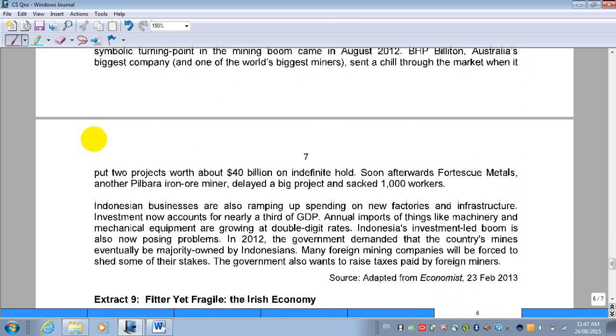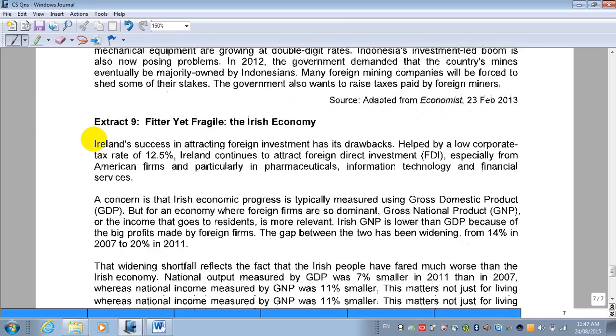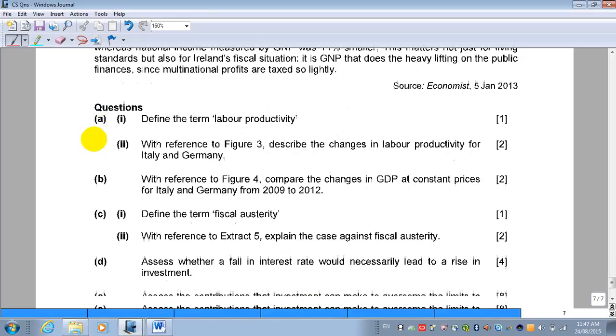Okay, so I think that's all I want to say. I won't talk about Australia and the Irish economy. Okay, so I'll just move on.